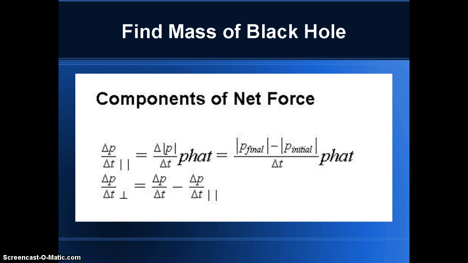The third step is finding the components of net force. The parallel component of momentum is equal to the magnitude of the change in momentum divided by the change in time times p hat, or the direction of momentum. It also equals the magnitude of momentum final minus the magnitude of momentum initial, all divided by the change in time times the direction of momentum. Then, using our previous equation, we can find that the perpendicular component of momentum is equal to the total momentum minus the parallel momentum component.